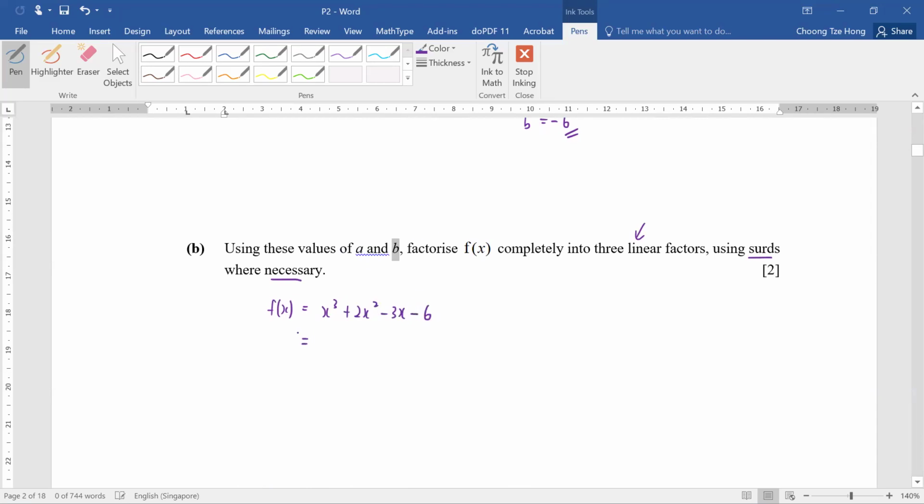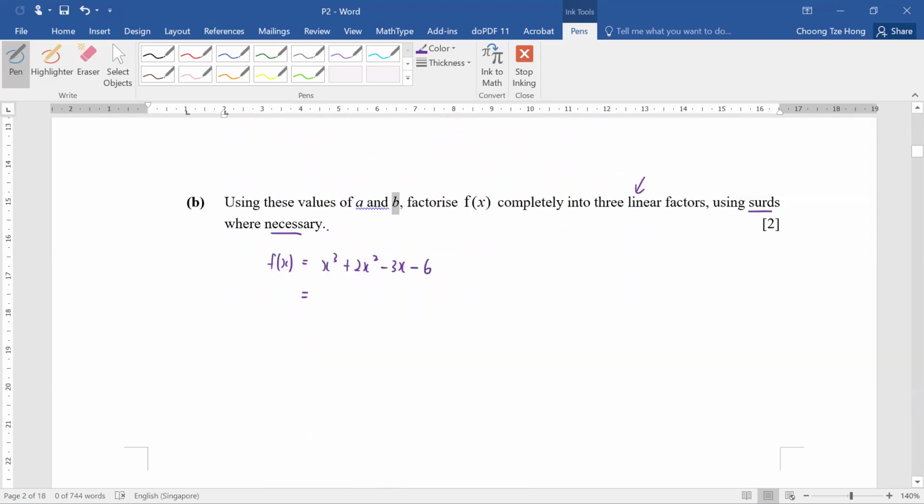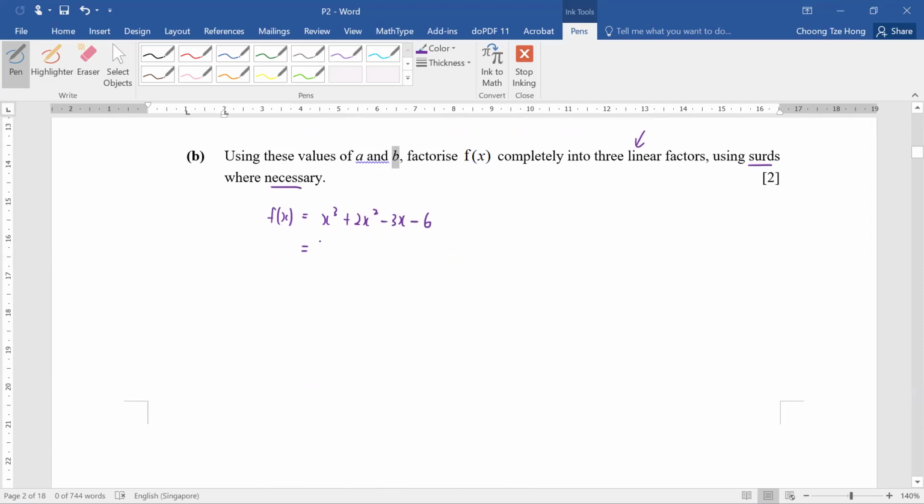So over here we already know that x plus 2 is a factor, right? Since it's a factor, that means f(x) must be x plus 2 multiplied by another quadratic factor. So how to get the quadratic factor? The first term in the quadratic factor, which is the squared term, is very easy to find, because x times what will give me x cubed. The obvious answer will be x squared. Then the last one will be the constant behind. So 2 times what will give me negative 6? The obvious answer will be negative 3.